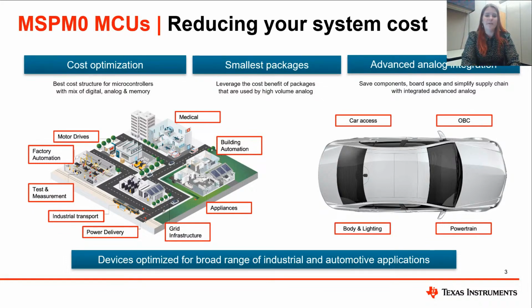Overall, our MSPM0 microcontroller portfolio is designed to help reduce your system cost. First, our devices are manufactured utilizing a 65 nanometer wafer manufacturing process, which provides the best cost structure for microcontrollers, including our mix of digital, analog, and memory components. This allows for us to provide our devices at an optimal price for customers. Second, we are able to leverage the high-volume analog business here at TI to optimize our package offerings, developing smaller packages to keep your board space small and lower the cost of resources.